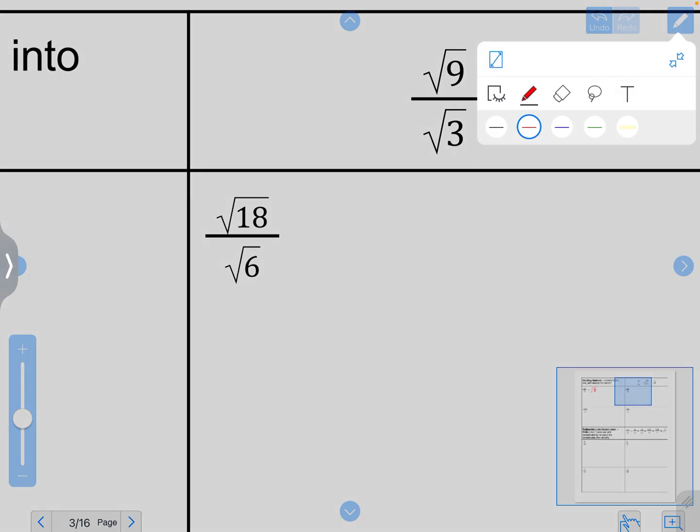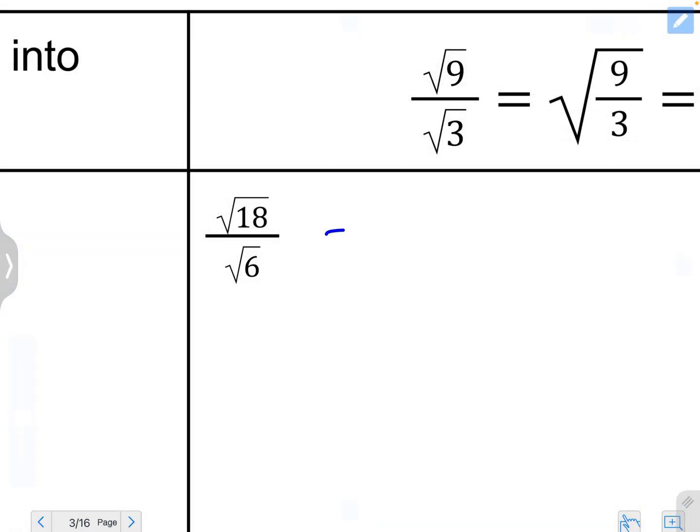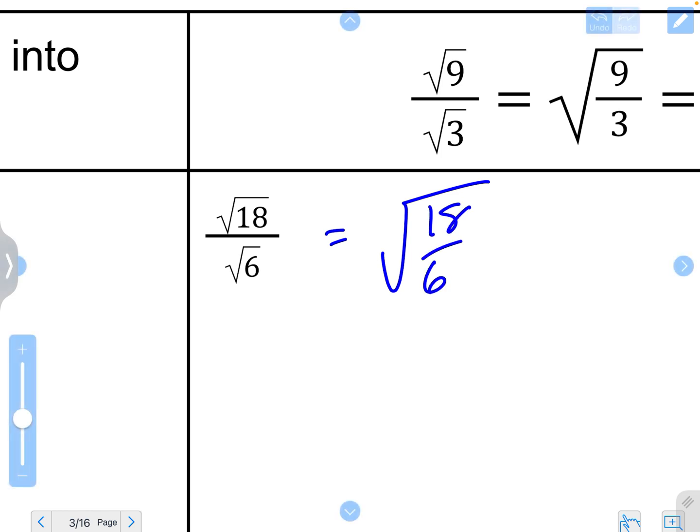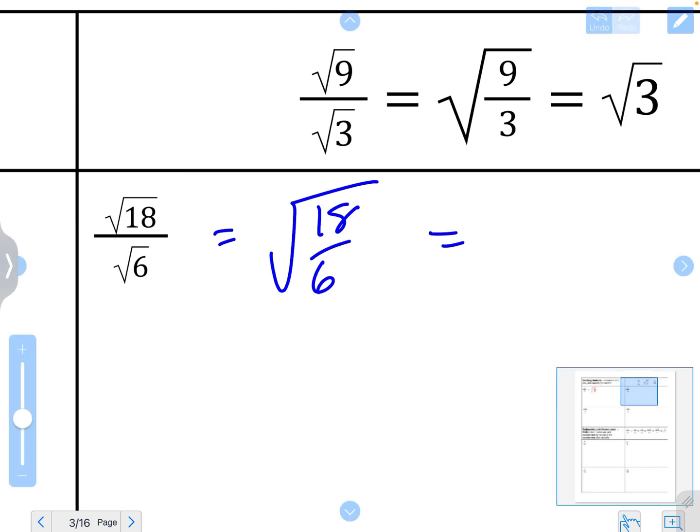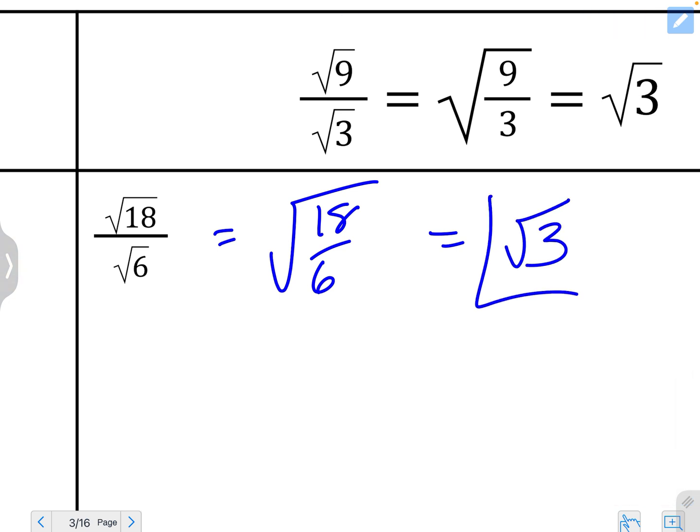So I'm looking here, neither one of these are perfect squares, but I can turn them into a big square root, which is 18 over 6. And so I know 18 divided by 6 is 3, and so we're left with a square root of 3.